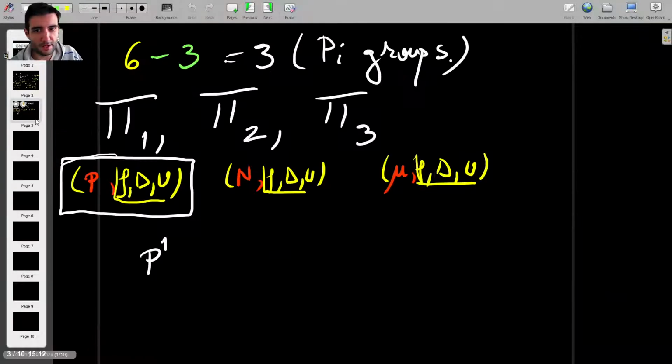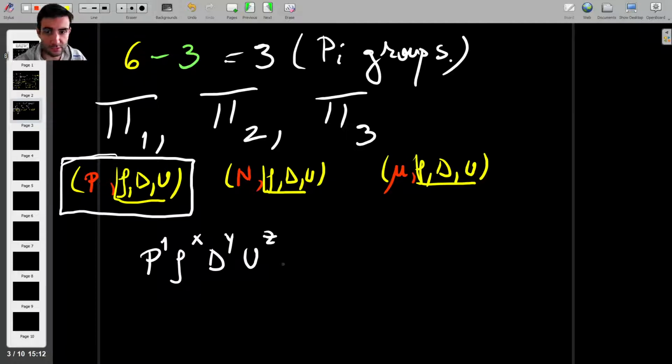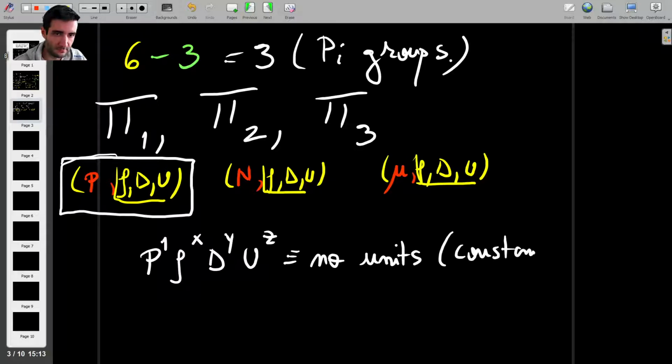So I want to leave power as it is, basically, in the numerator if possible, and instead I'll raise the other 3 to different powers. So this is going to be rho to the power x, diameter to the power y, and u to the power z. And what I want to get on the right-hand side is something with no units, or a constant. So let's write this in terms of the actual units of each variable.